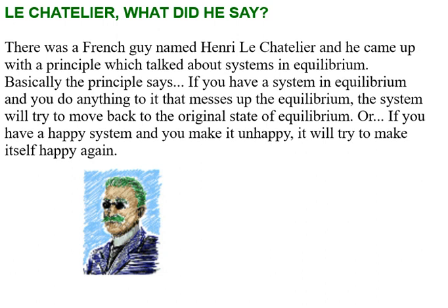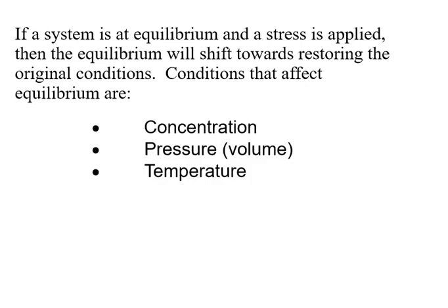The general idea is that whatever we do to stress the system, it will try to undo. And in that, we are able to actually push reactions around to make more products or more reactants as we see fit. If a system is at equilibrium and we apply a stress, it always shifts to restore the original conditions.